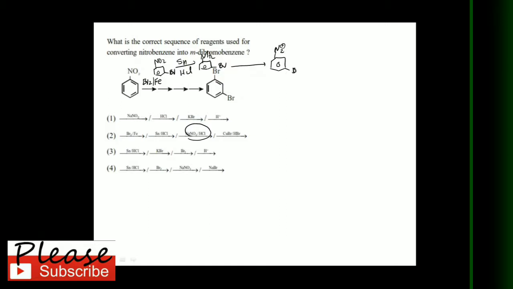And this is the Br. Here CuBr and HBr is a Sandmeyer reaction. The diazonium group is replaced by bromine. So meta-dibromobenzene is the final product. So option 2: by this sequence of reactions we can get meta-dibromobenzene from nitrobenzene via meta-bromonitrobenzene. That's it.